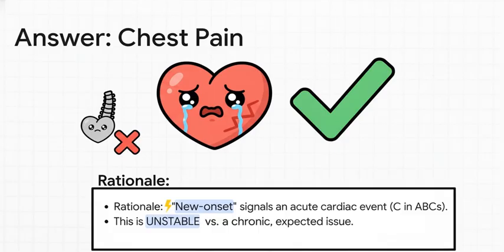The keywords here are new onset and crushing. This is unexpected and it signals a possible heart attack. That's a huge circulation problem. It's an acute, life-threatening, unstable condition. That chronic back pain, it's expected. It's stable. See how that works?